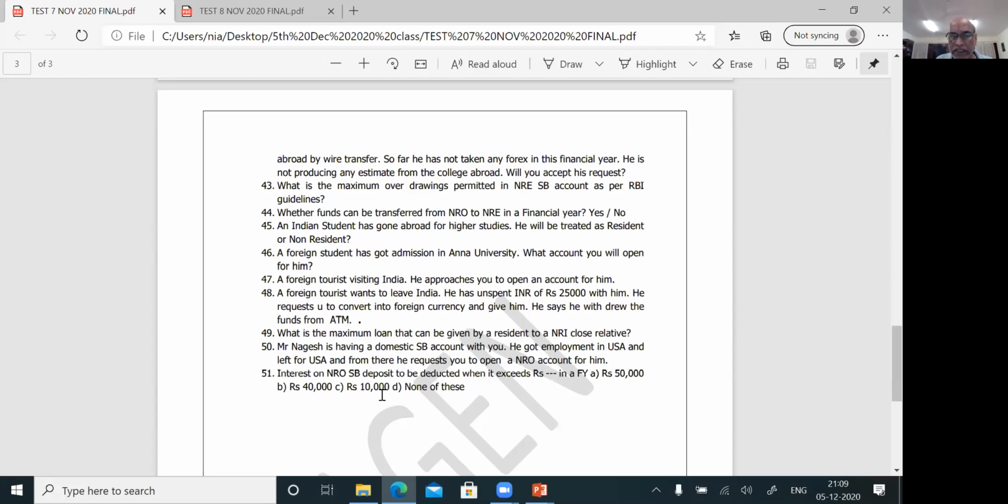So what is the question? Interest on the NRO SB deposit to be deducted when it exceeds dash in a financial year: 50,000, 40,000, 10,000, answer is none of these. What is the answer? Even 1 rupee. Whatever the interest paid, you have to subject it to tax, 30% plus etc. If it is DTAA countries, depending upon the double taxation avoidance agreement country, it depends upon the percentage there.